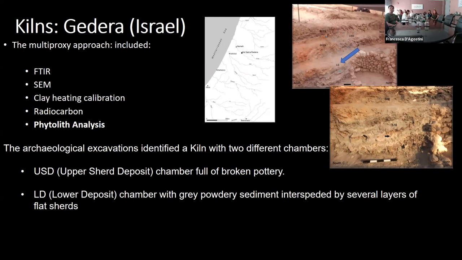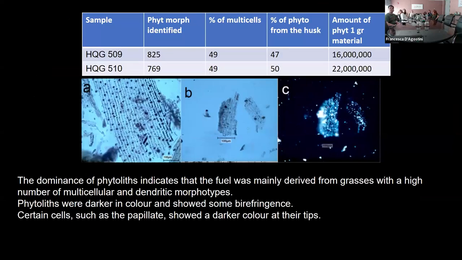And then the lower chamber, where we took the sediment, which is this one with the arrow, and these two samples here, was interspersed by several layers of flat shirt. So we analyzed these two samples. As you see, we found an incredible amount of fibers. Of these, 49% were multicells, so they were in anatomical connection, and 47% and 50% corresponded to the husk. And the concentration of phytoliths was huge, 16 million and 22 million.